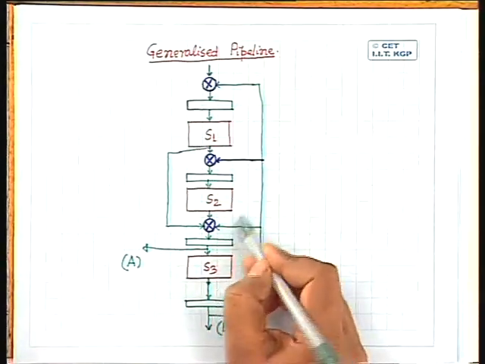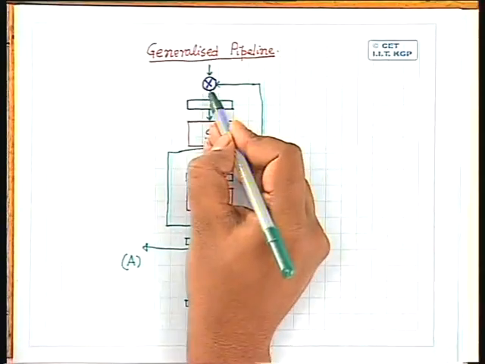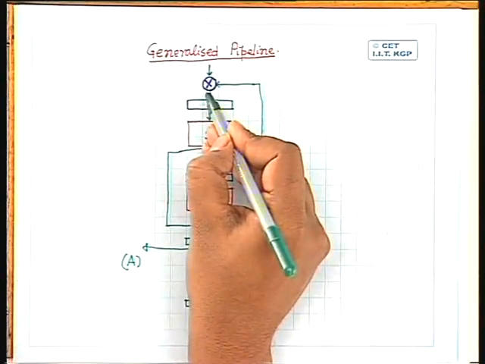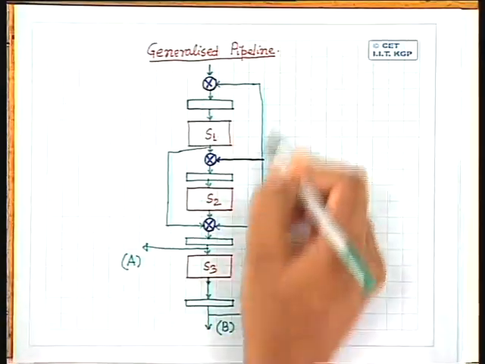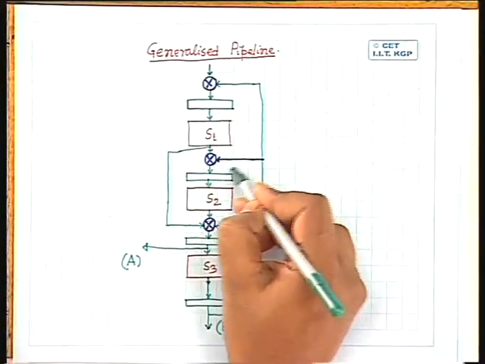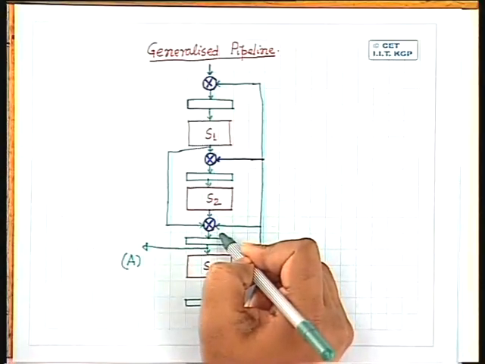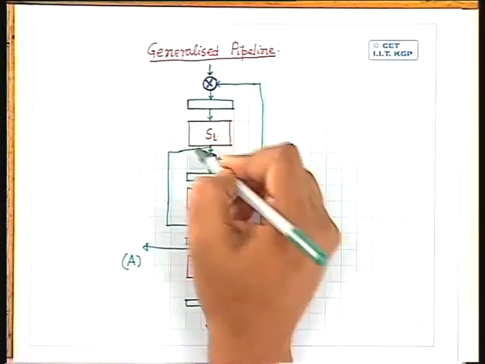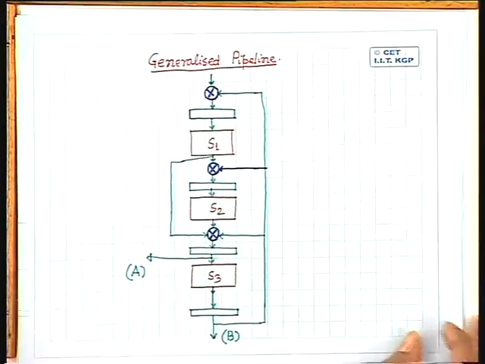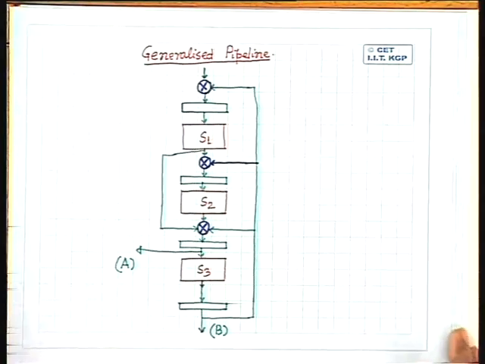For example, in this case, we have not shown a feedback connection from S2 to S1. That is also possible. With the help of this, I can feed back the data from output of S3 to S1. I can feed back the data from output of S3 to S2. I can also feed back from S3 to S3 itself. Okay. I can also have a feedback connection from S2 to S1 or S2 to S2 itself. That is also possible in a generalized pipeline. Okay.